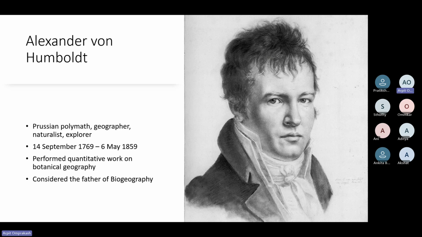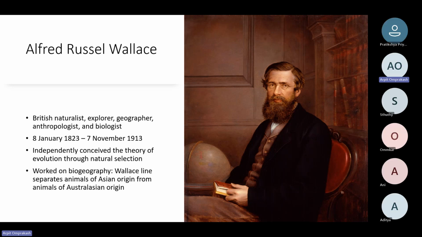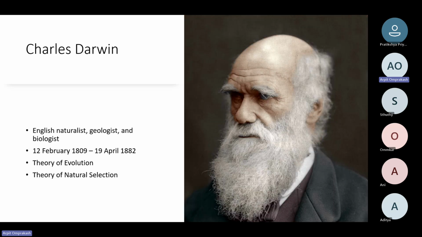Next, we have Alexander von Humboldt, who is considered the father of biogeography. He performed a lot of quantitative work on botanical geography. Then we have Alfred Russel Wallace, and along with Charles Darwin, he conceived the theory of evolution through natural selection independently, and both of them published it parallelly. He also worked on biogeography, and the Wallace line, which separates animals of Asian origin from animals of Australasian origin, is given by him. Darwin, we all know, gave the theory of evolution and the theory of natural selection.